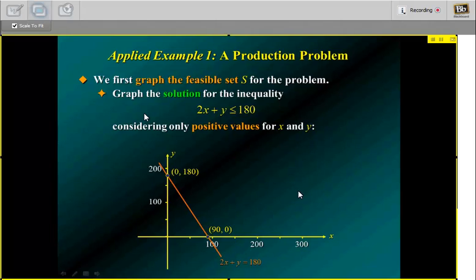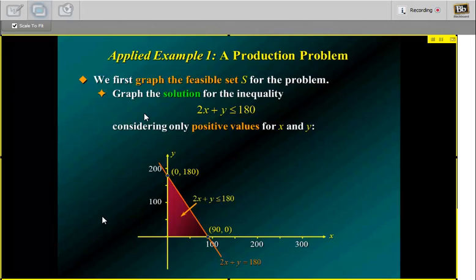What about the feasible region? If we put x equals 0, y equals 0, then 0 is less than or equal to 180. Is this statement true or false? Yes, this statement is true. So the feasible region goes towards the origin.